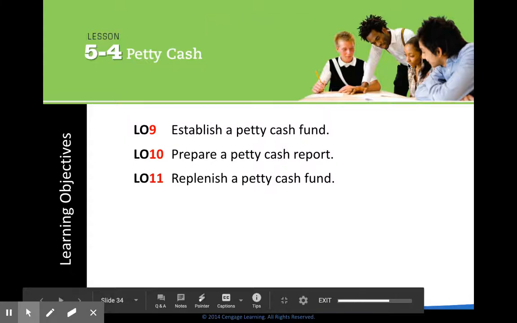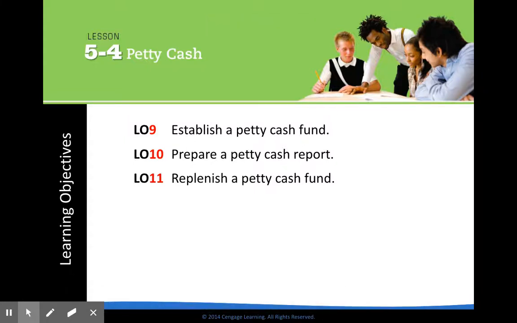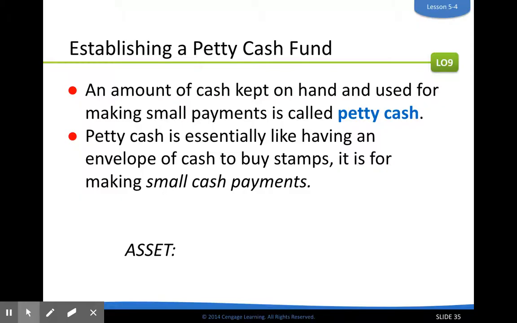Section 5-4, we're going to talk about the concepts of petty cash. So you will establish a petty cash fund, you'll prepare a petty cash report, and then replenish that same petty cash fund.